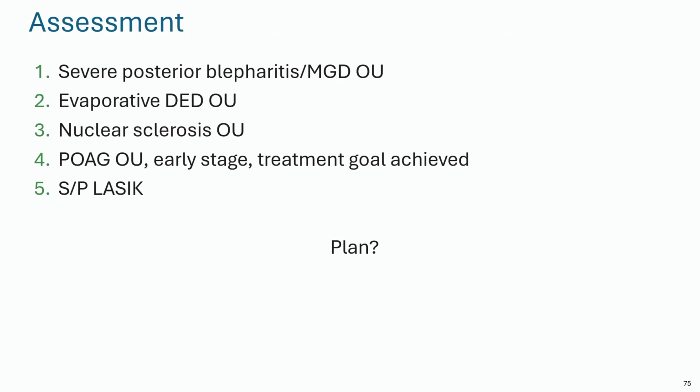So, Mark has severe posterior blepharitis and meibomian gland disease in both eyes. He clearly has an evaporative dry eye. He's got early nuclear sclerosis, but he really doesn't have any vision problems per se, except for the fact that he's old enough to need to wear reading glasses. He's got early primary open-angle glaucoma. Treatment goal has been achieved, and he's status post-LASIK. So what's our plan for this guy?